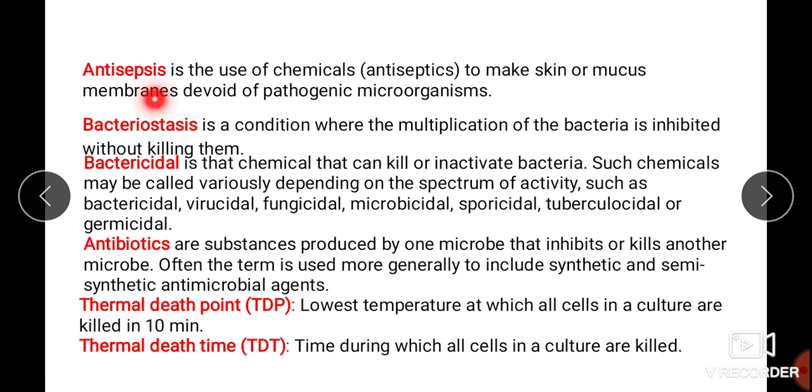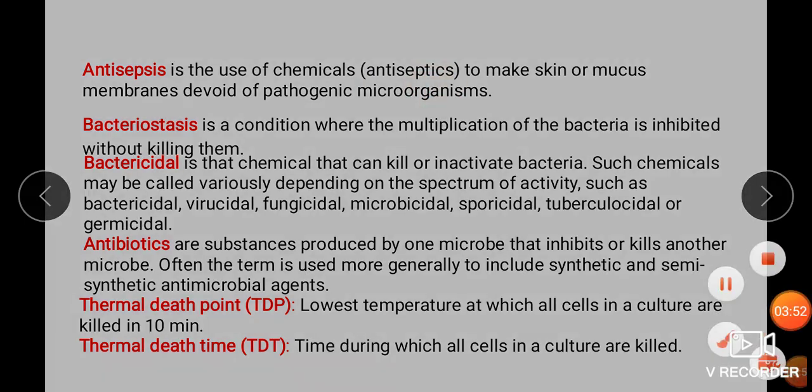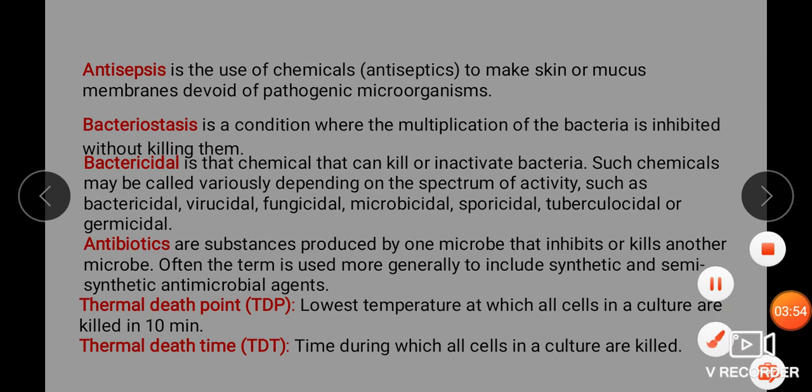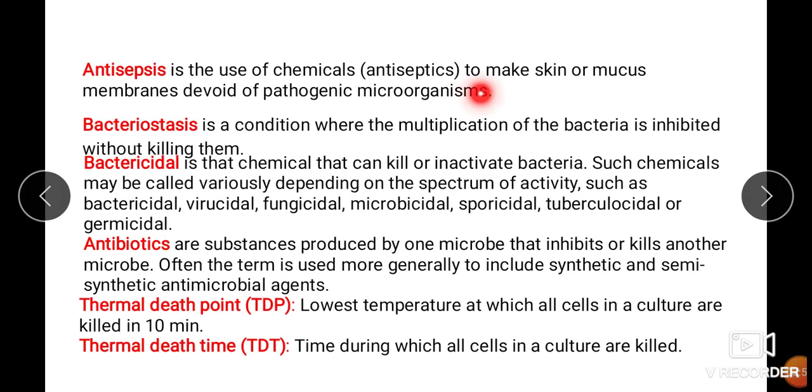Next definition is of antisepsis. In antisepsis, there is use of chemicals, and those chemicals are called antiseptics. These antiseptics are used to make skin or mucus membranes devoid of pathogenic microorganisms.